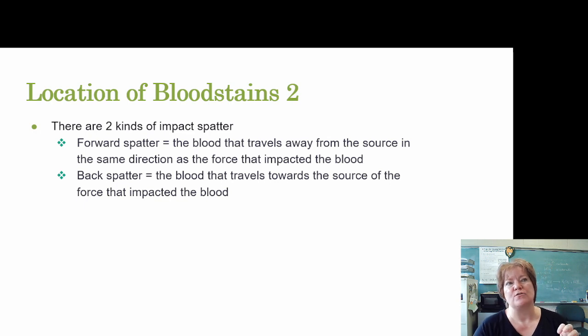So there are also 2 vocabulary words to know about spatter, and that's forward spatter and backward spatter. Forward spatter is spatter that is traveling away from the source, and back spatter is blood that is going back towards the source of the force that impacted the blood. So if I had a pool of blood and I hit it, some would go forward, some would come back towards me, towards whatever object I hit it with. That would be the difference between forward spatter and back spatter. We'll talk about that a little bit more with gunshot spatter.